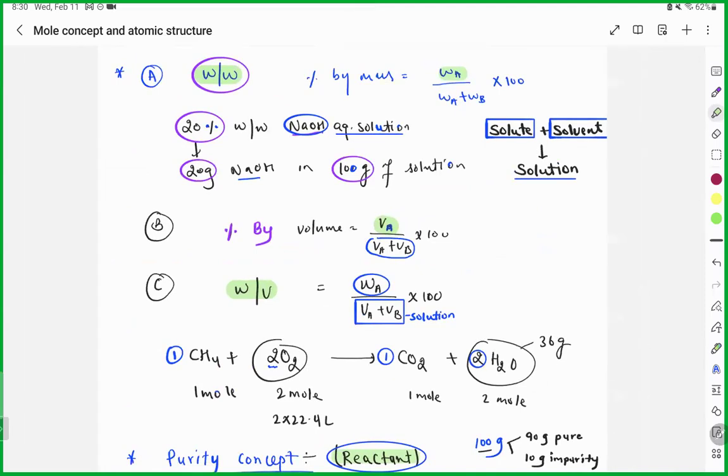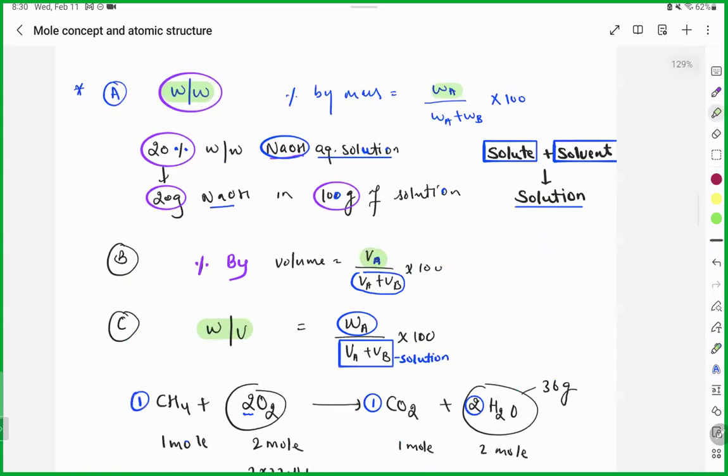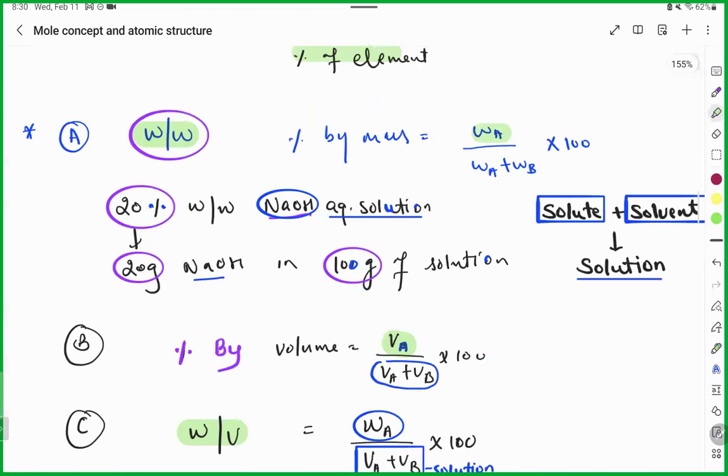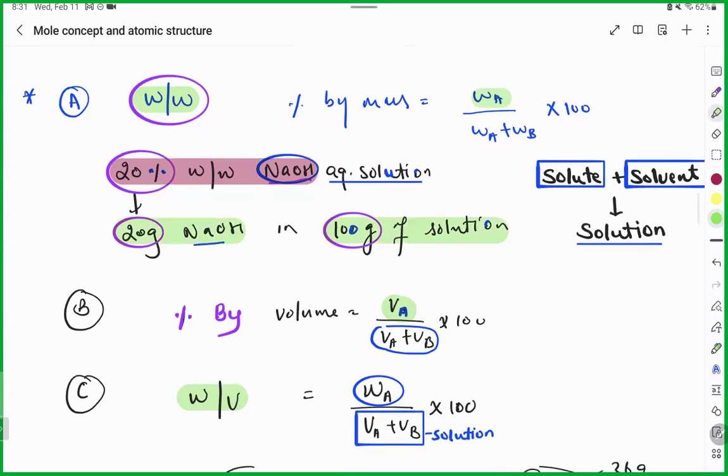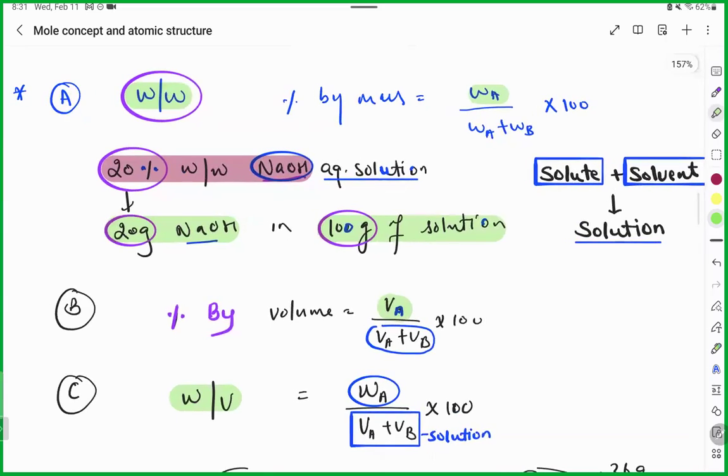Am I right? Example, if it is written 20% of weight by weight of NaOH, it means if you take total 100 gram, 20 gram is NaOH and remaining 80 gram is water, total is 100. So what is the solution mass? 100. What is the mass of NaOH? 20. You can calculate weight by weight. Understood, guys? Anybody have doubt? No, sir.